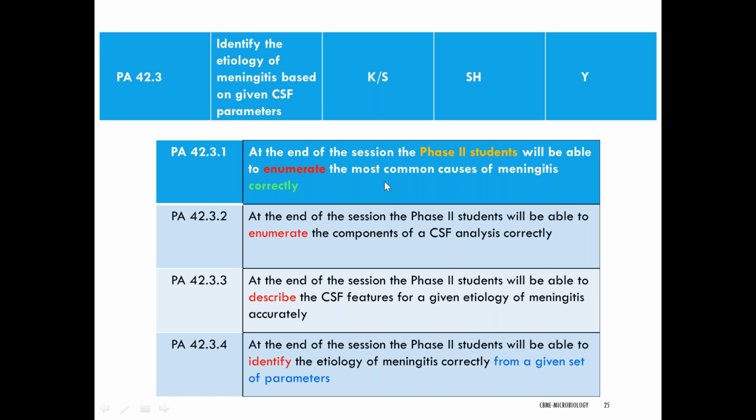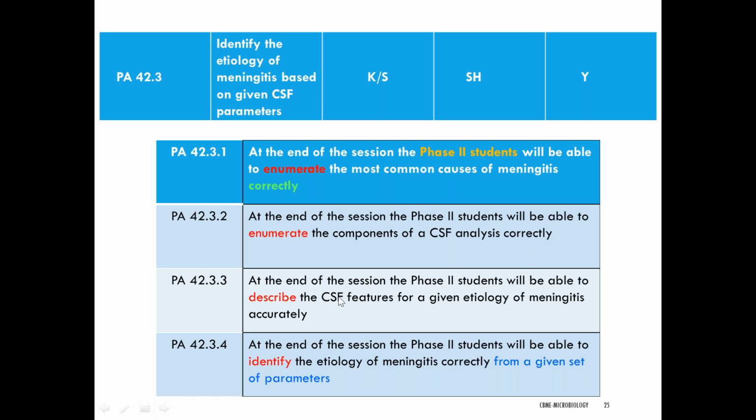of meningitis correctly. So when we have this as a competency, what are the two factors that are coming up? One is the student has to know about meningitis, and secondly about CSF, right? So unless they know the components of CSF analysis, they would not be able to do anything. Or if they don't know the etiological agents, they will not be able to identify meningitis based on the parameters. So that is number one. Second is, at the end of the session, phase two students will be able to enumerate the components of a CSF analysis correctly. Can you see the CSF analysis component and the common causes of meningitis?